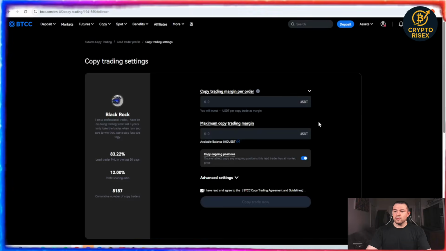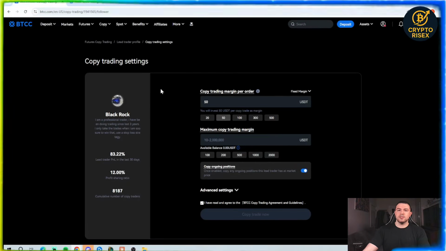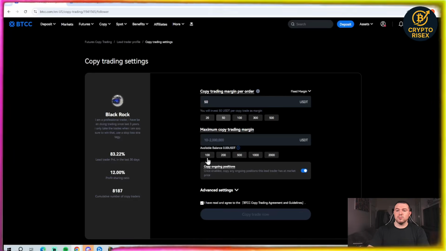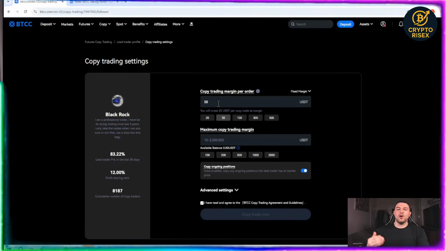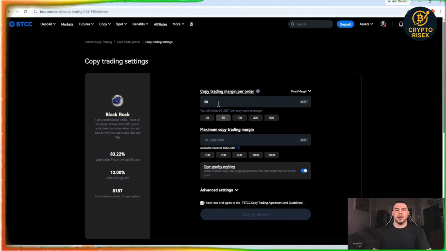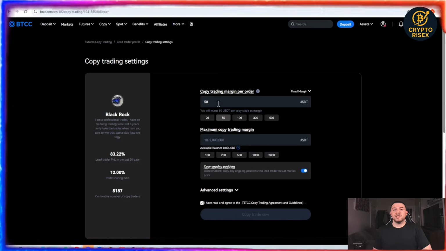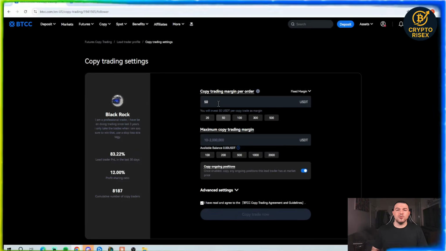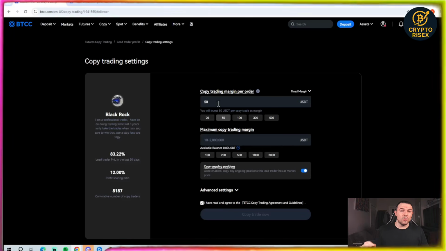This will bring me to the copy trade screen, and this is where the skill part comes in, and this is where you determine how much risk you want to take on. It's important to always manage your risk carefully and never put up more money than you can afford to lose. This is the golden rule.